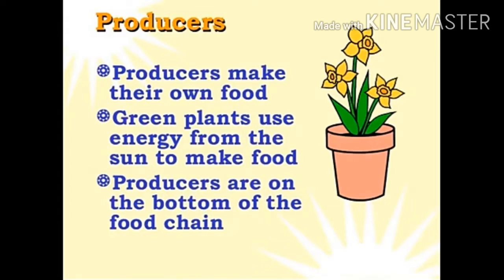Producers are organisms that can obtain energy without taking in matter from other animals. Producers get their energy from non-living things such as sunlight. Because of this, producers are known as autotrophs. Since producers do not eat other organisms, they are at the bottom of the food chain. So producers are autotrophs, or organisms that produce their own food.